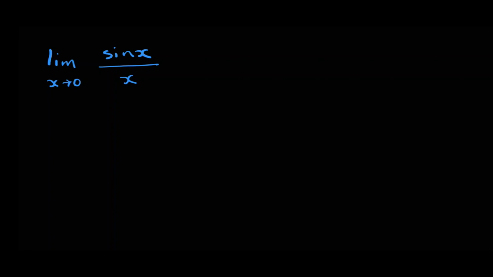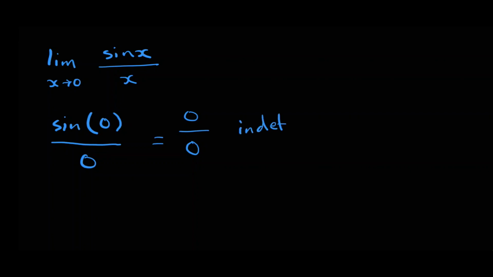So say we want to find the limit of sine of x over x as x approaches 0. Well, we can try basic substitution first. So let's try sine of 0 over 0. Sine of 0 is just basically 0, and that's over 0. So now we have 0 over 0. And that's what we call an indeterminate form, because we can't really say what 0 divided by 0 is.